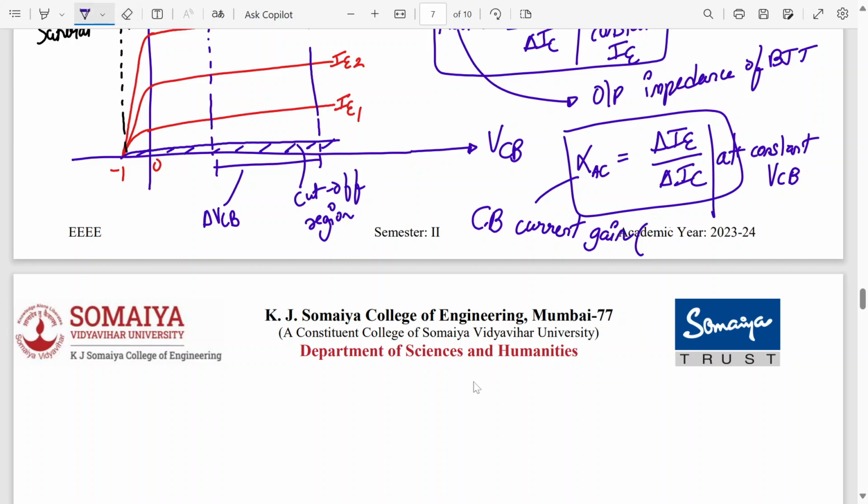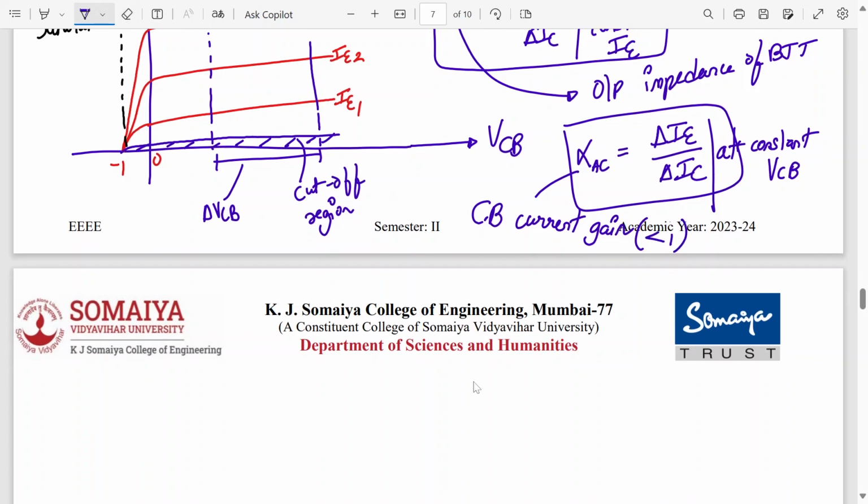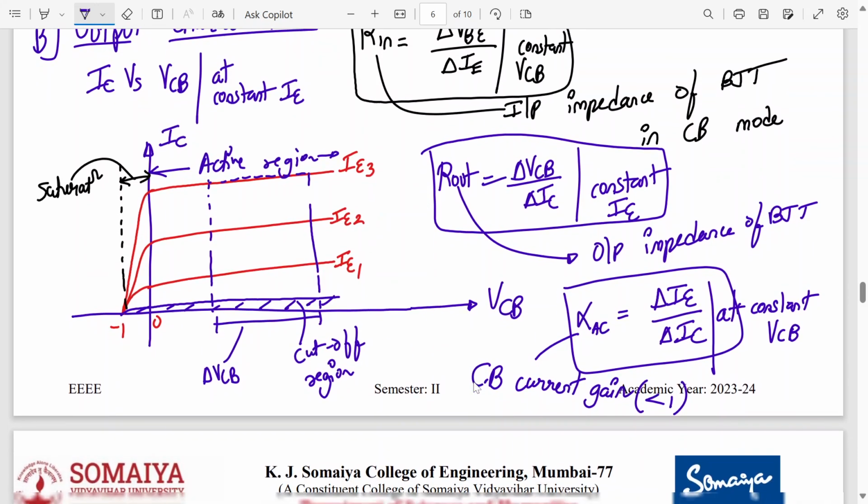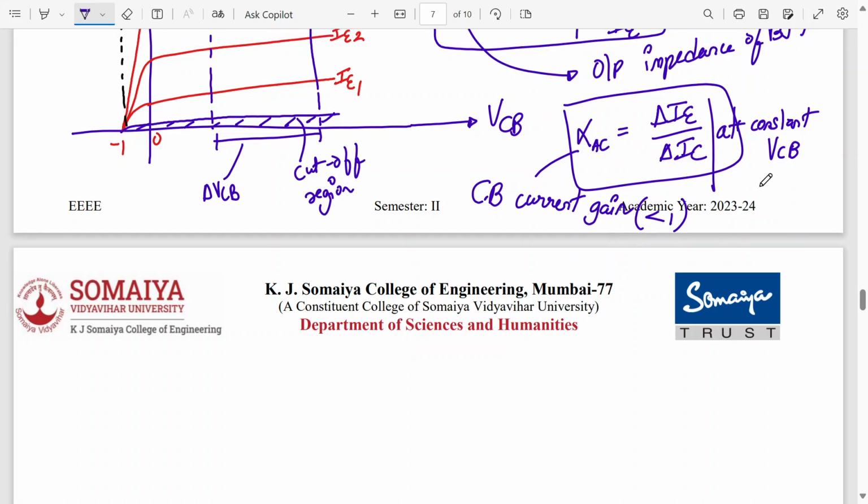Okay. Can we go to the next characteristics, the next configuration, the last one, common collector? Hello, yes.